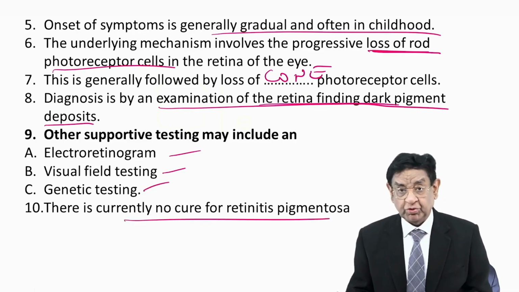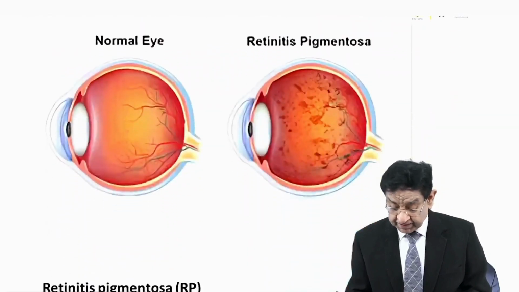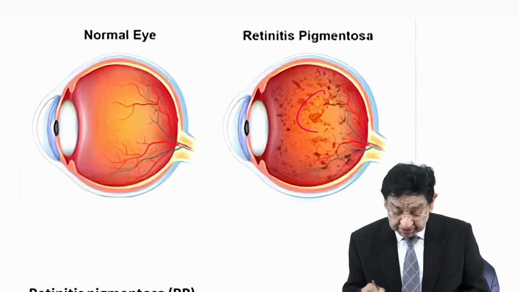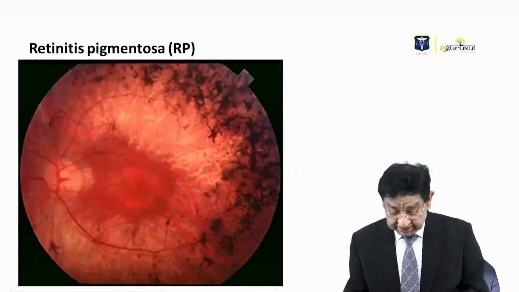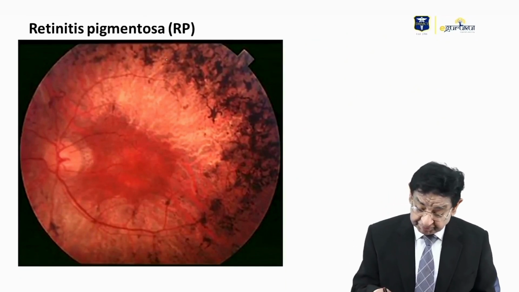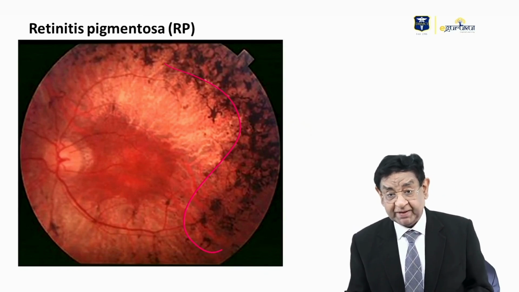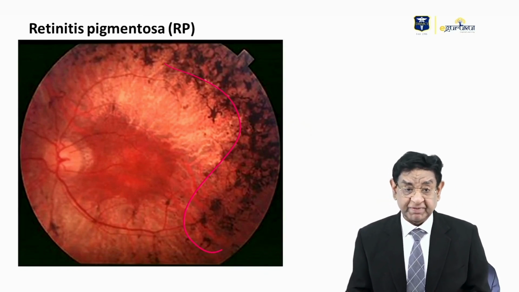Currently, there is no cure for retinitis pigmentosa. Now, this is the classical picture. You can see all the black spots. This is a normal fundus, and this is the beautiful picture of the fundus in retinitis pigmentosa, all black pigment in the periphery. That's why they have difficulty in the peripheral field.